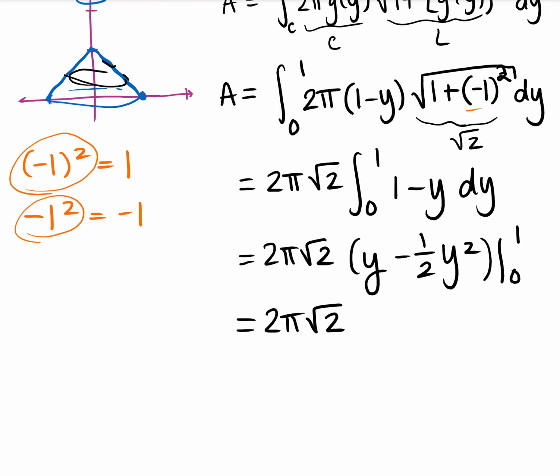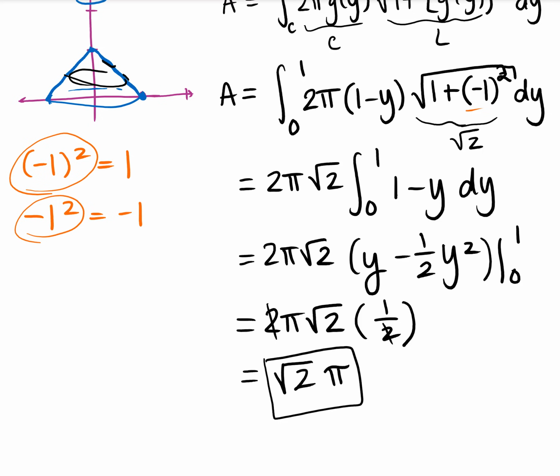So I have 2 pi root 2. If I put in the 1, I get 1 minus 1/2, which is 1/2, right? If I put in the 0, I get 0. These 2's cancel, and my final answer is root 2 pi. And I bet if you look that up under the lateral surface area of a cone, that would be it, right? A cone of base radius 1.